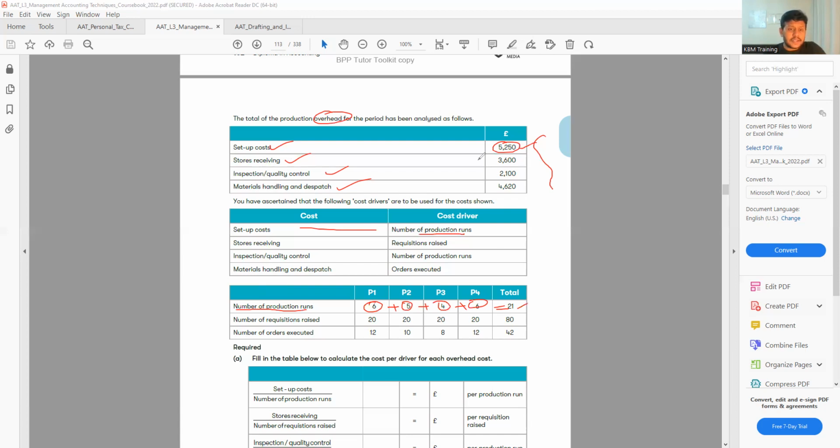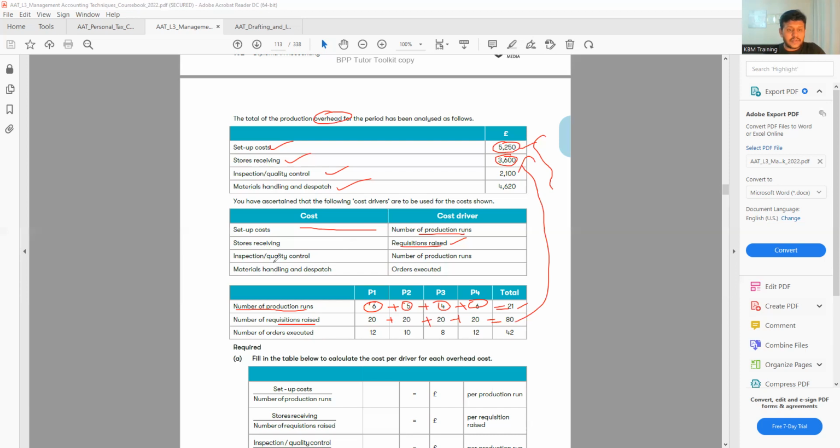The next one is store receiving. Store receiving is the requisition raised. So store receiving is 3600. It depends on how many requisitions we have. You can see the requisitions 20 plus 20 plus 20 plus 20 gives us 80. So 3600 divided by 80, then multiply by 20, 20, 20. Very simple, this is. Number of orders executed.